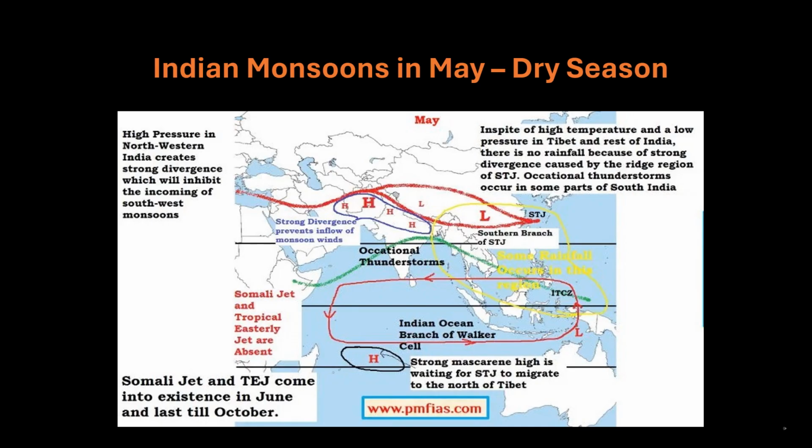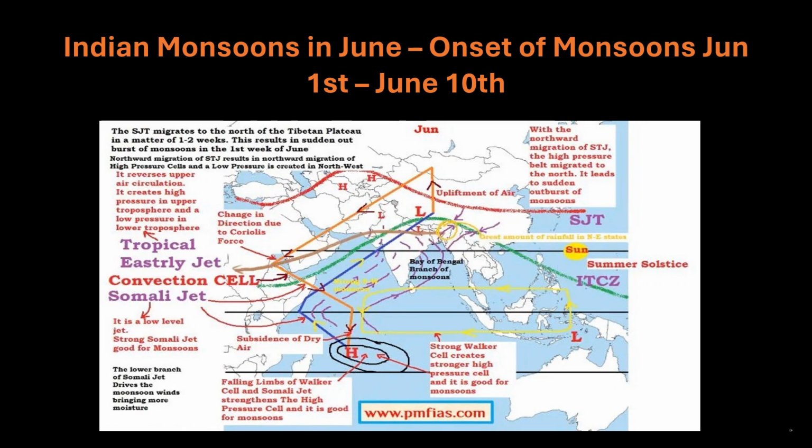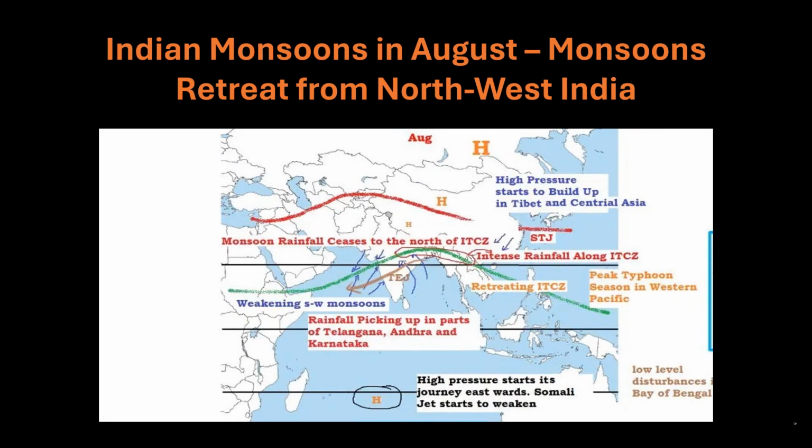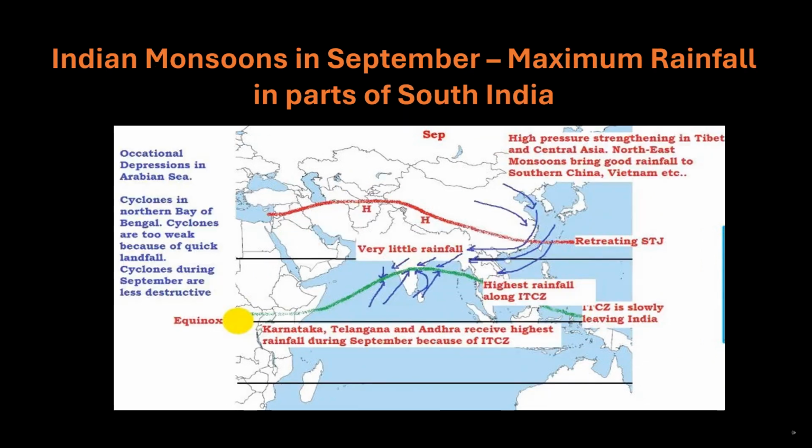Indian monsoons in May, dry season. Indian monsoons in June, onset of monsoons, June 1st to June 10th. Indian monsoons in July, monsoon winds reach northwest India. Indian monsoons in August, monsoons retreat from northwest India. Indian monsoons in September, maximum rainfall in parts of South India.